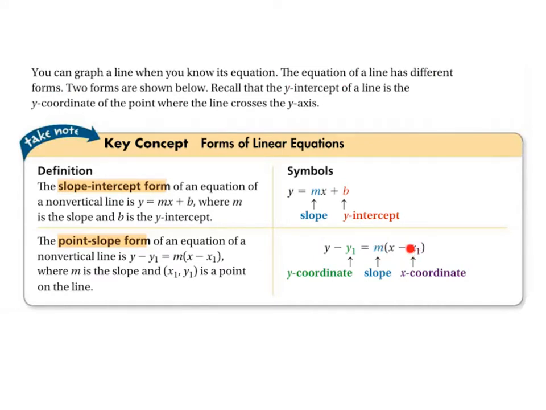And here is the x-coordinate of the point that we could start at before rising and running. Notice that it says minus that number. So if you see x minus 3, it's 3, not negative 3. Same thing with the y-coordinate. If this is positive 2, it's actually subtracting a negative 2. So it's the opposite sign of whatever you get.